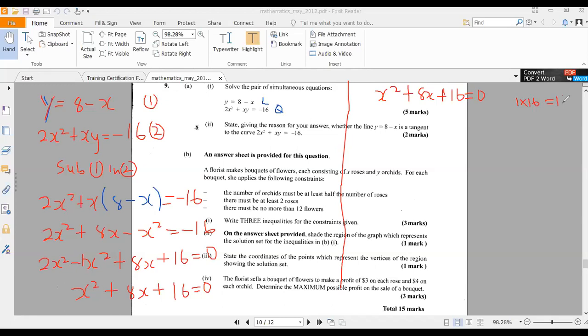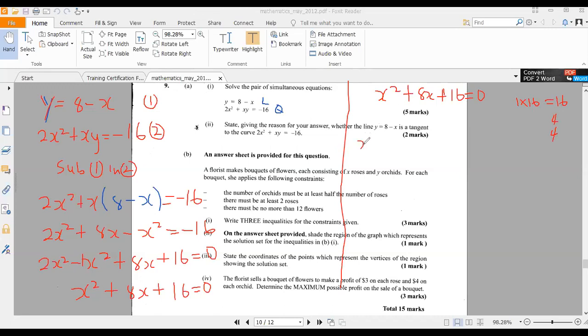All right. So when you get 16, we look for two numbers. When you multiply, you get 16, but when you add, you get 8. What are those two numbers? There are 4 times 4. So we get 4 and 4. Right. So when you get the 4 and 4 now, we are going to place the 4 and 4 with this. So we are going to get what?